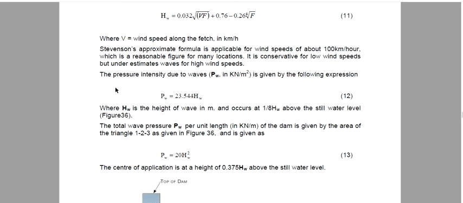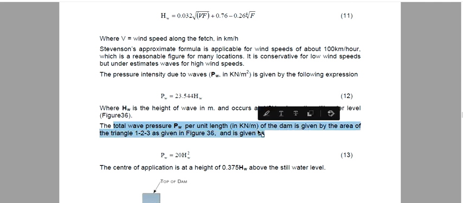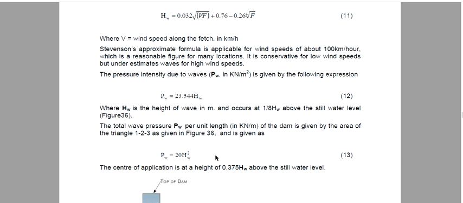So you have to remember all these formulas. Now the total wave pressure Pw per unit length. Here is the pressure intensity. Don't confuse the pressure intensity with the total wave pressure. And here is the total wave pressure per unit length in kilonewton per meter of the dam, given by Pw is equal to 20 Hw squared.